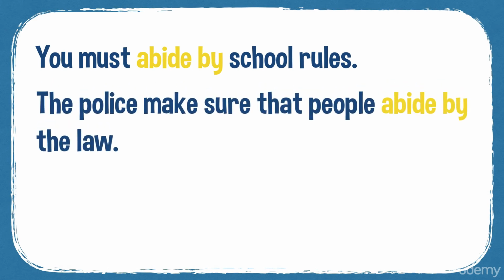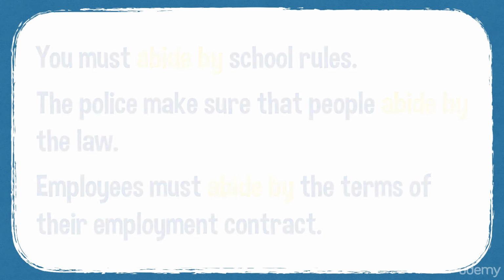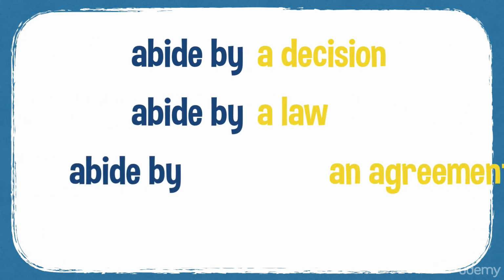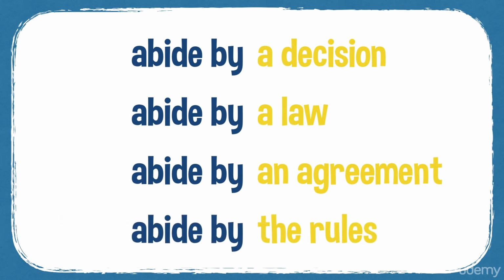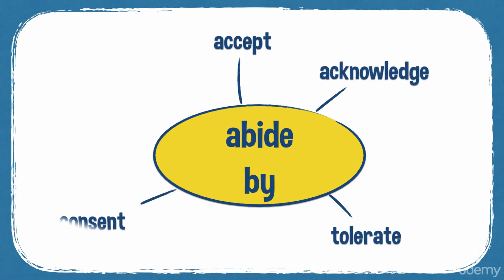The police make sure that people abide by the law. Employees must abide by the terms of their employment contract. So you abide by a decision, you abide by a law, you abide by an agreement, you abide by the rules. And some synonyms: accept, tolerate, acknowledge, consent, defer. You defer to the laws.